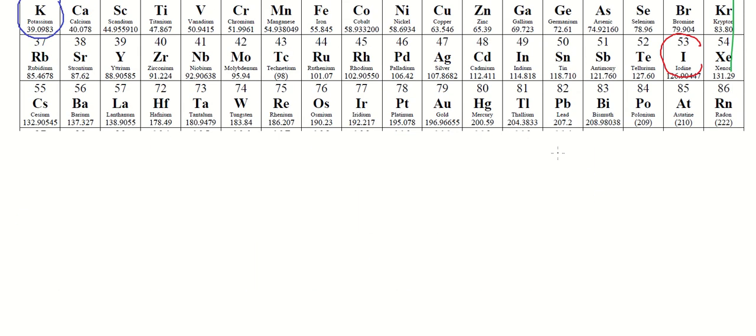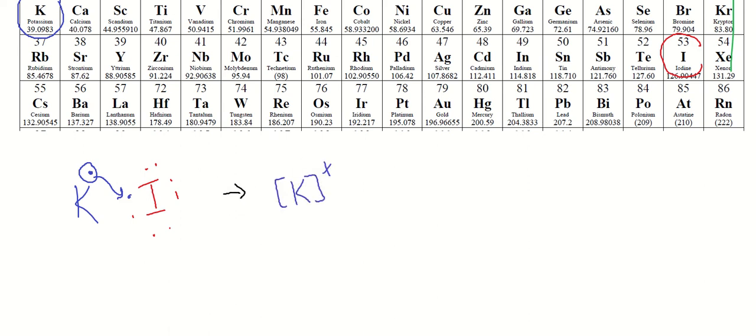So let's show that using the dots. Now that we know it's a 1-to-1 ratio, potassium, we've got one of them. It's got 1 valence electron. Iodine has 7 valence electrons, just like the other halogens. Okay, let's draw that transfer of electrons. They both achieve the octet now. It's going to look like this.